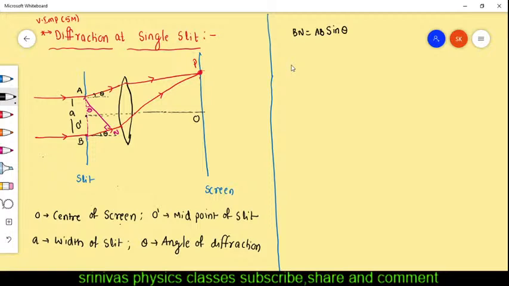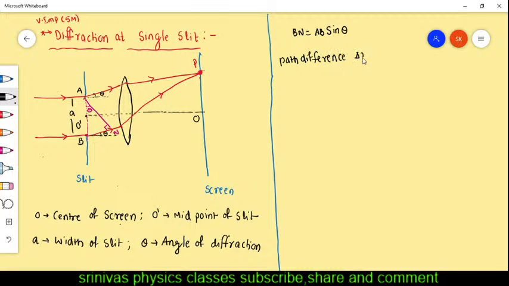AB sin theta. But what is AB here? BN is the path difference. BN is the excess distance traveled by the second ray. The second ray, emitting from B, travels some more distance to reach the point. The excess distance traveled is B to N. BN is the path difference.